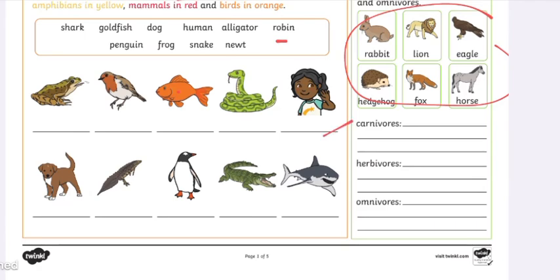Carnivores, it means animals that can eat only meat. So which one can eat only meat? Lion and fox. Do you think the eagle can eat the grass?